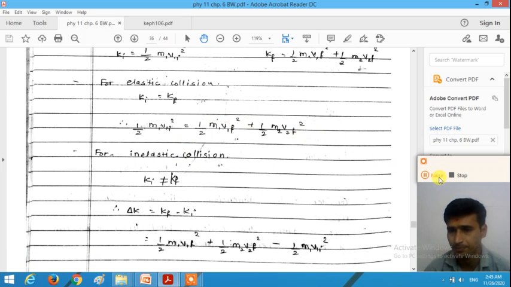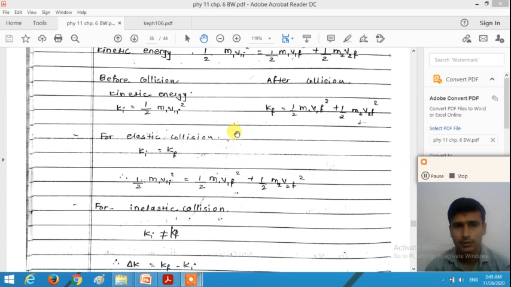Understand, dear student? So remember one thing: for the elastic collision, the linear momentum and the kinetic energy are both equal before and after the collision. But for the inelastic collision, the linear momentum before the collision is the same as the linear momentum after the collision, but the kinetic energy is different. And the difference in the kinetic energy is lost in the form of some other type of energy, right? So understand what we mean by elastic collision and what we mean by inelastic collision.